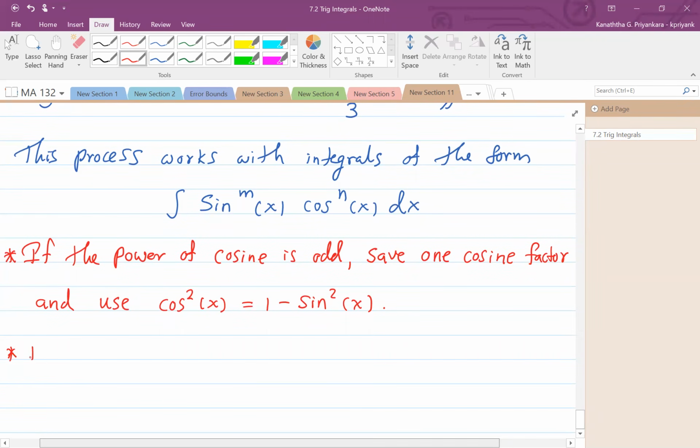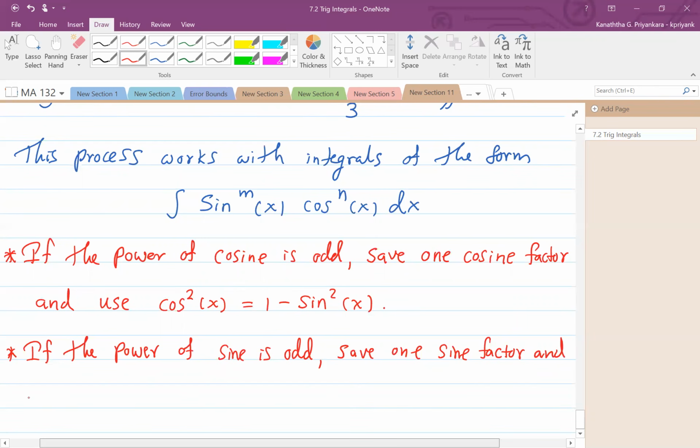Now if the power of sine is odd, what you need to do is the same thing. Save one sine factor and use sine squared x equals 1 minus cosine squared x. So once you use this, you can get the required solution.